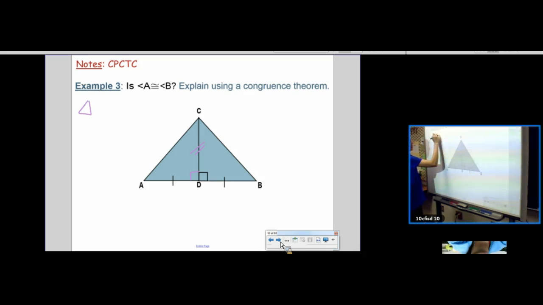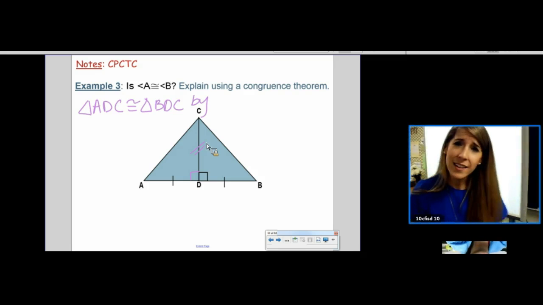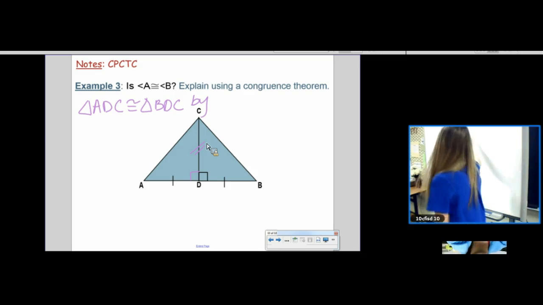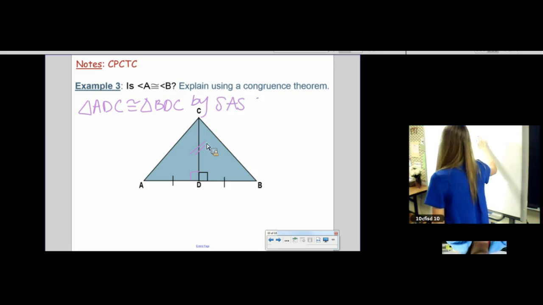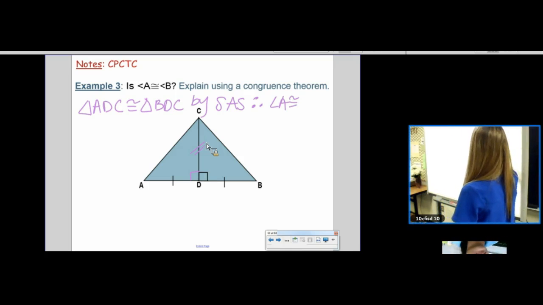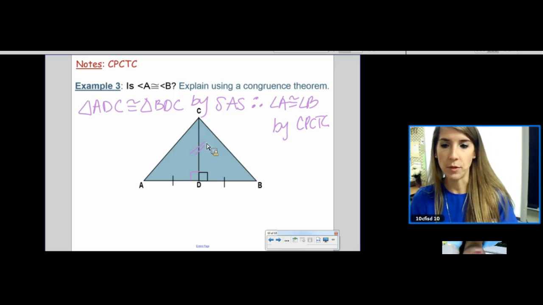Now we can make a statement. Triangle A, B, nope, not triangle ABC. Got too used to that. Triangle ADC is congruent to triangle BDC by, is it hypotenuse leg? Be careful, just because it's a right triangle doesn't mean it's hypotenuse leg. No, it's side angle side. Therefore, angle A is congruent to angle B by CPCTC. And we are literally doing one-sentence proofs here, people.